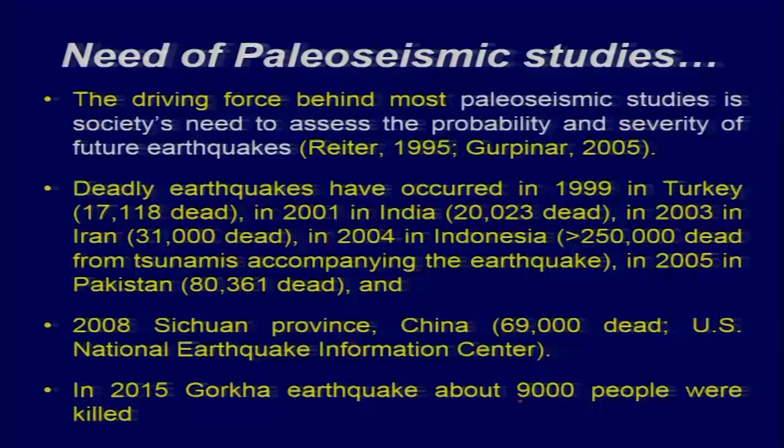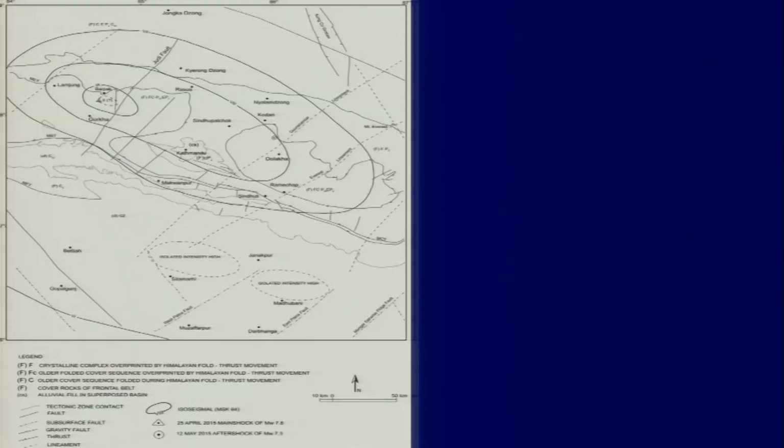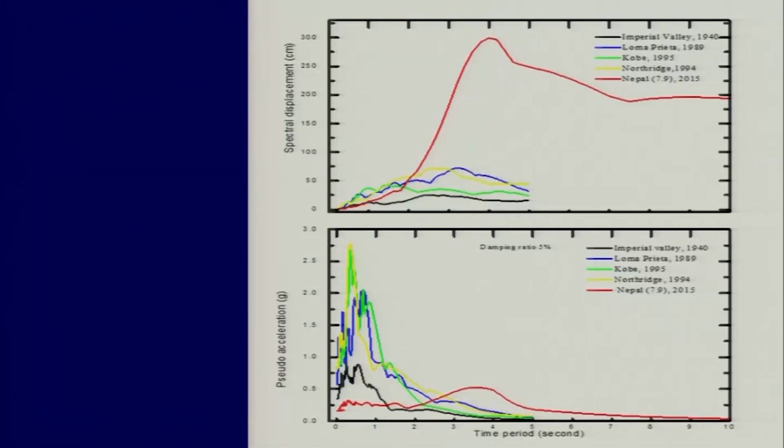2015, almost 9,000 people. And this was one of the reasons that we have discussed in the past in one of the lectures when I was talking about the Gorkha earthquake. So this is the isoseismal map of the Gorkha earthquake 2015, and the reason was the energy or the acceleration which was observed was not similar to what was observed in most earthquakes of similar magnitude.